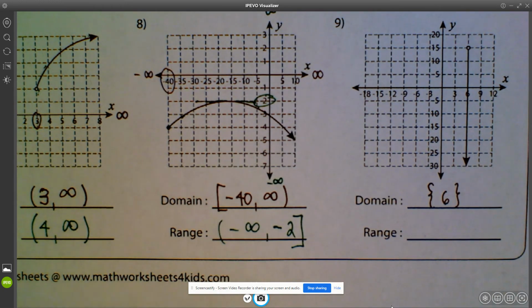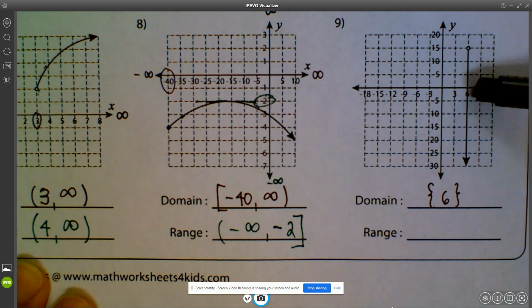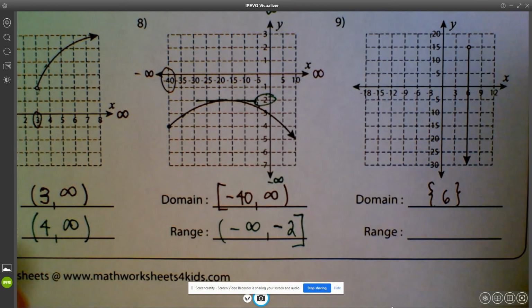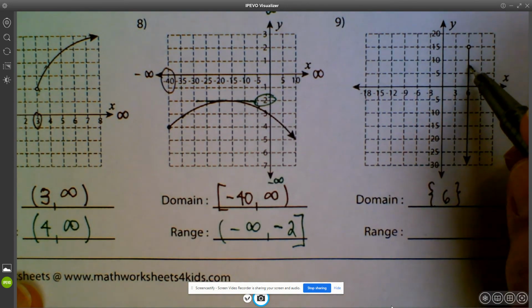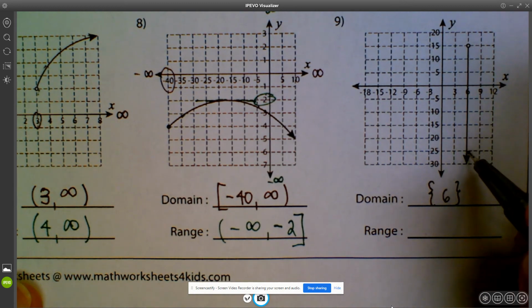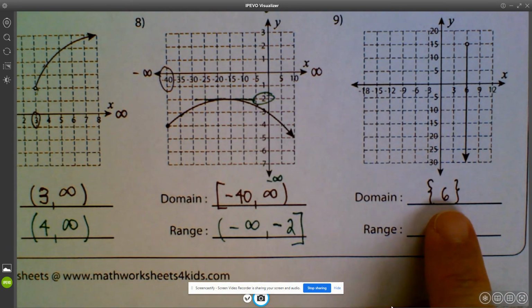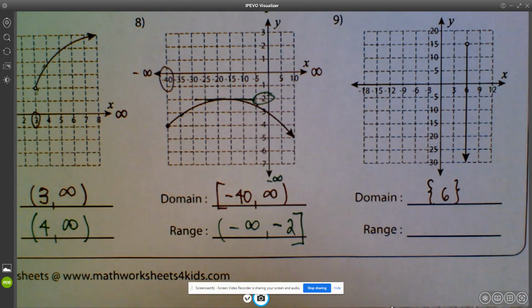Think about it. You've got 6, 15, 6, 10, 6, 5, 6, 0. I mean, not to mention the points in between: 6, 7.5, 6, negative 12.5, 6, negative 25, 6, negative 30. I keep saying 6 over and over as my x coordinate. There it is. All right.